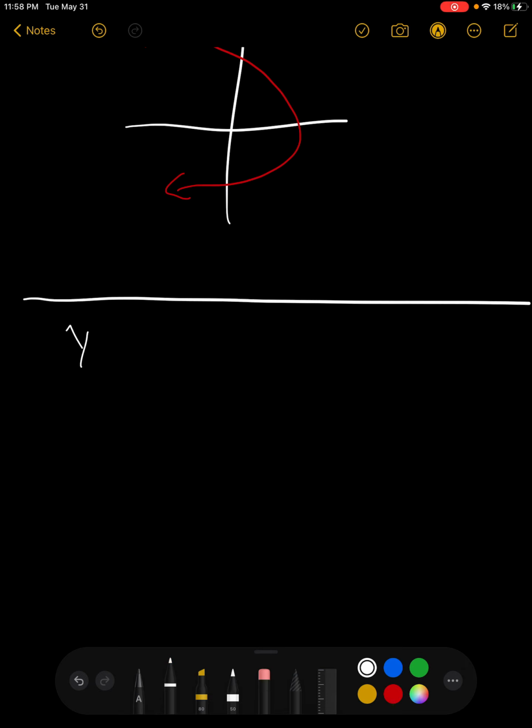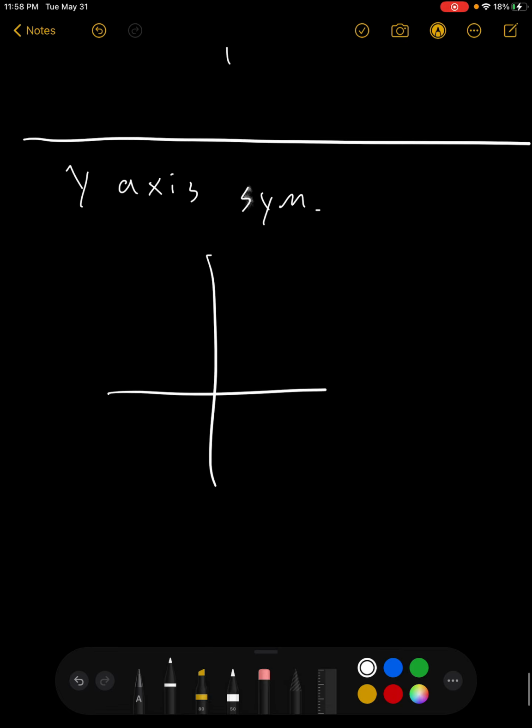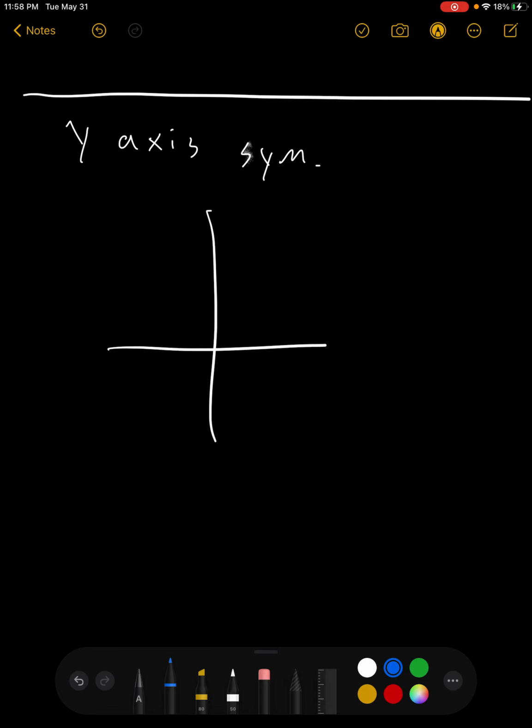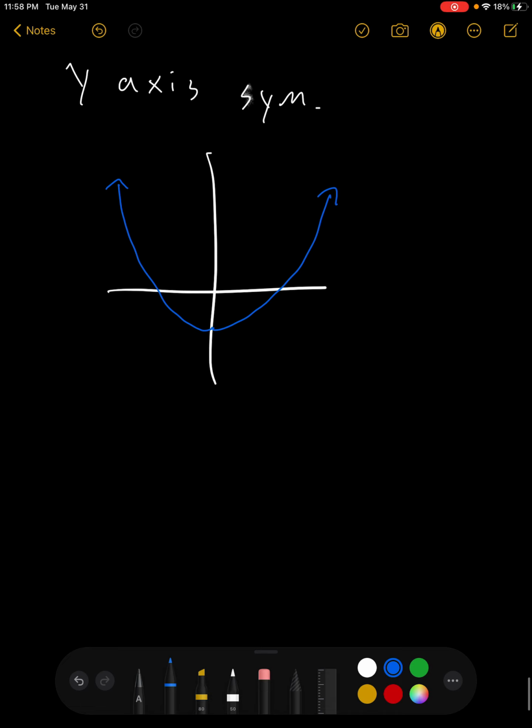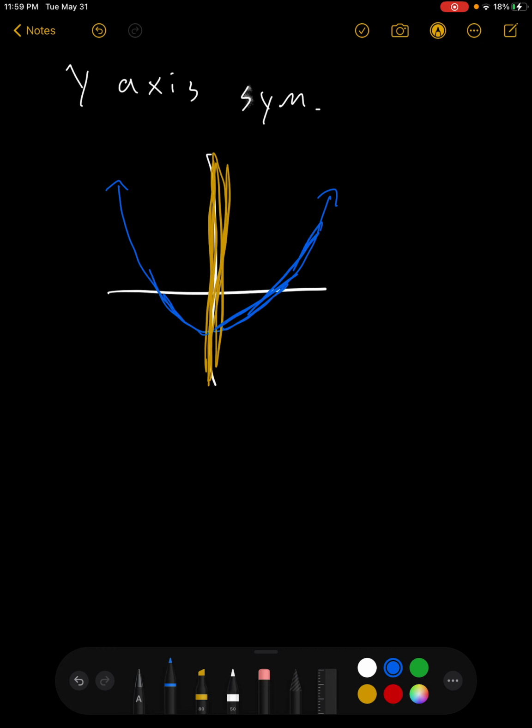Now if we look at things that are symmetric about the y-axis, as you may have guessed, it's the same thing, but just now the y-axis is acting like a mirror. So if we have the x and y axis here, say we have some graph, then its mirror image is going to be flipped about the y-axis here. So notice the y-axis that I drew here in yellow is acting like the mirror. Everything on the graph here is the mirror image of everything over here.